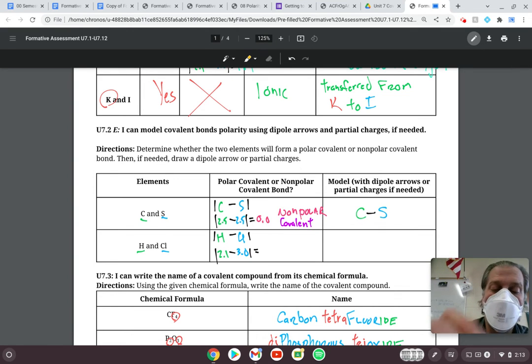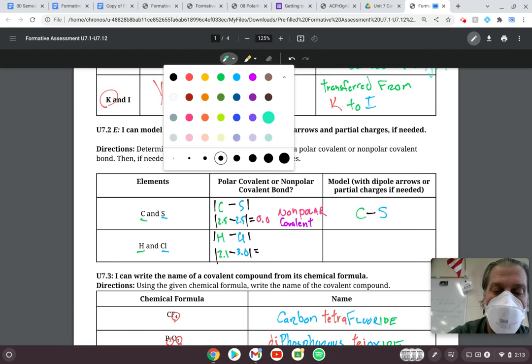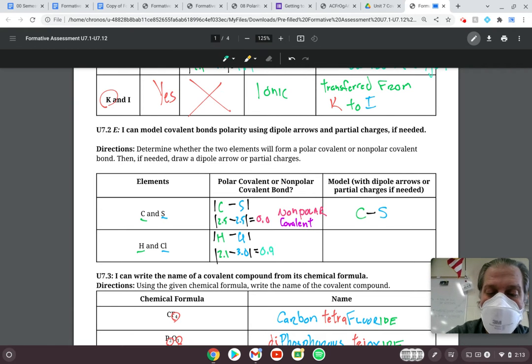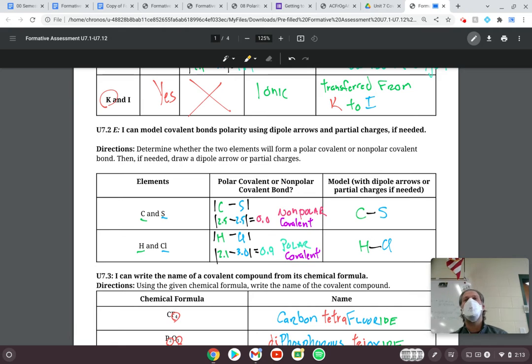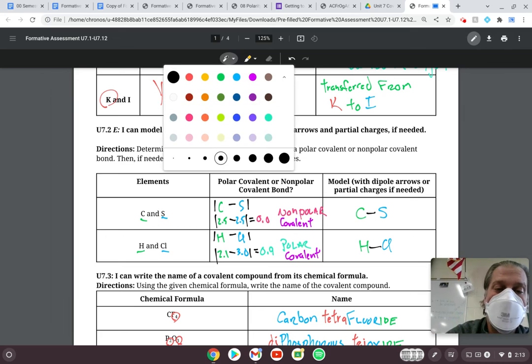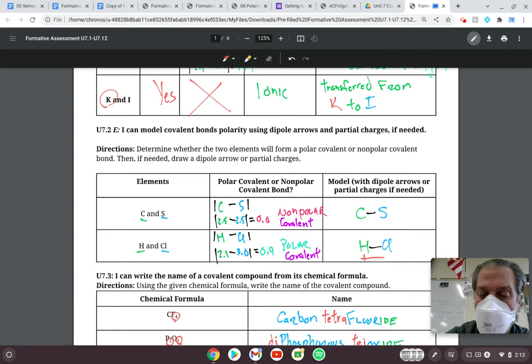In the example of hydrogen and chlorine, though, 2.1 minus 3.0 gives you 0.9. So that gives you a polar covalent bond. And because it's a polar covalent bond, I do need to draw dipole arrows. So we're looking at the relationship between hydrogen and chlorine, and there's a dipole, I drew my single bond there. But now we always draw our dipole arrow toward the more electronegative atom. So in this case, the more electronegative atom is the chlorine, so my arrow points that way.